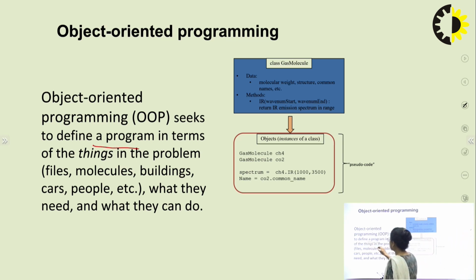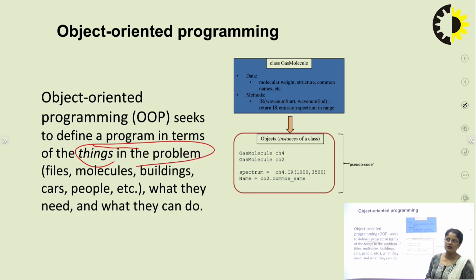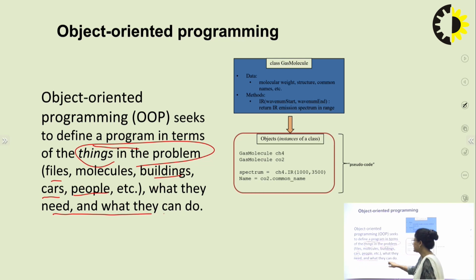So in object-oriented programming, we seek to define a program in terms of the things in the program, that is, what are the components that are used by that particular program for the execution of the task. Like we might be working on a program which deals with data concerning cars, people, buildings, files, and so on. So when we are talking about programs focusing on things, we tend to go for an object-oriented programming language, which relates more to the real-world scenario. And we focus on what these things need and what they can do, and we try to model that using object-oriented programming languages.